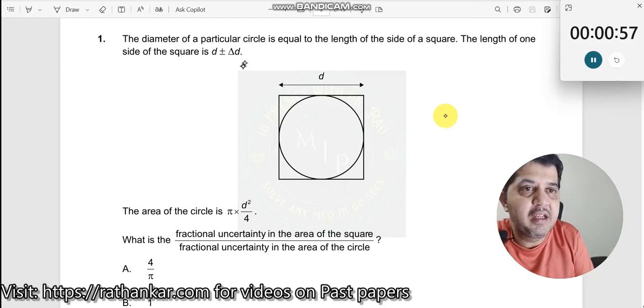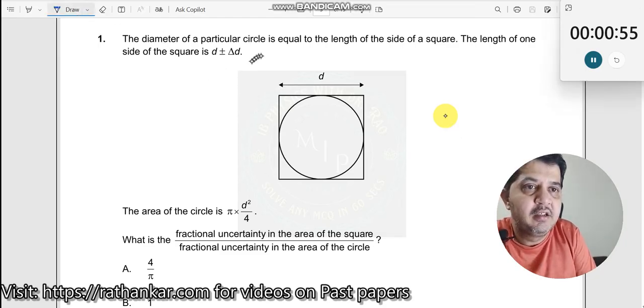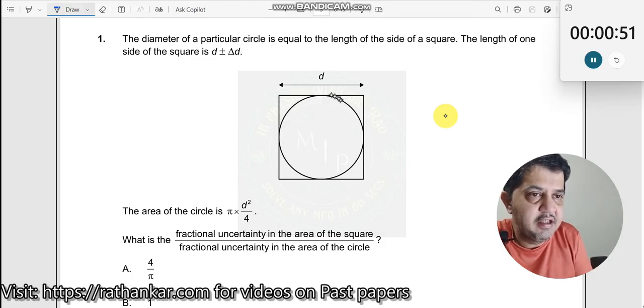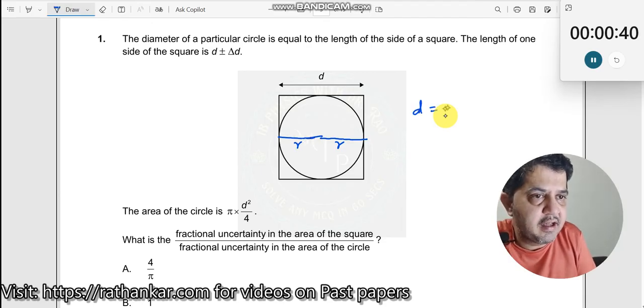The diameter of a particular circle is equal to the length of the side of the square. So you see this is the length d of the square and this is the circle. Let me take the radius to be r. If I take this as r, this will also be r. So therefore I can write d equal to 2r.